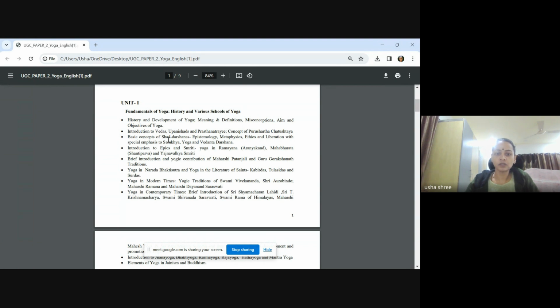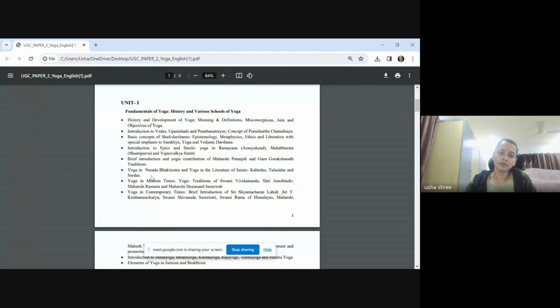And basic concepts of the Shad Darshanas include the Nyaya, Vaisheshika, Sankhya, Yoga, Uttara, and Purva Mimamsa. And you would go into a little bit of the people who have founded it and the most important concepts of the Shad Darshanas, followed by the introduction to epics and Smriti, a little bit about yoga in Ramayana, Mahabharata, and the Yajnavalkya Smriti. Then we have the brief introduction and yogic contribution of Maharishi Patanjali and Guru Gorakshanath's traditions.